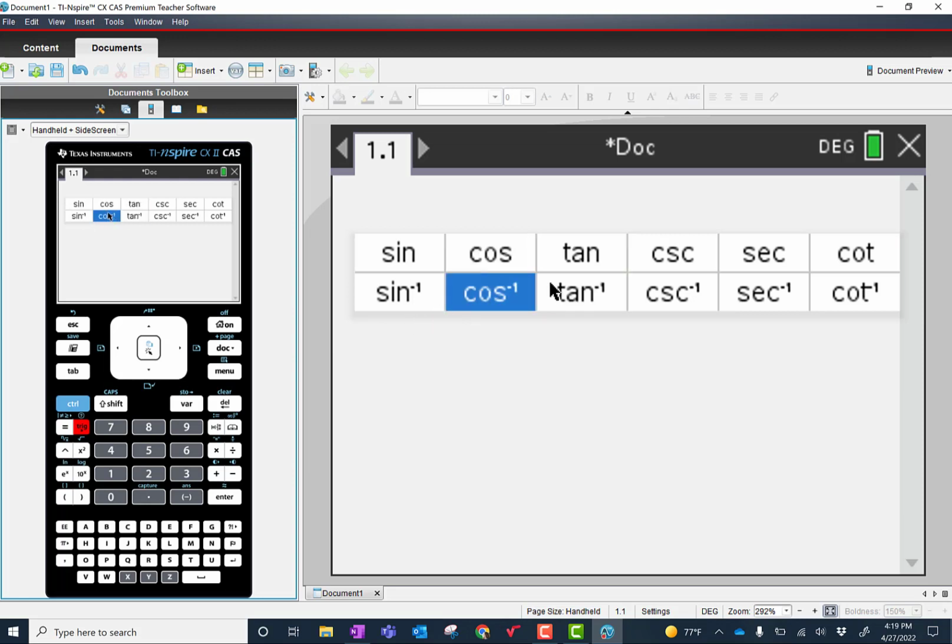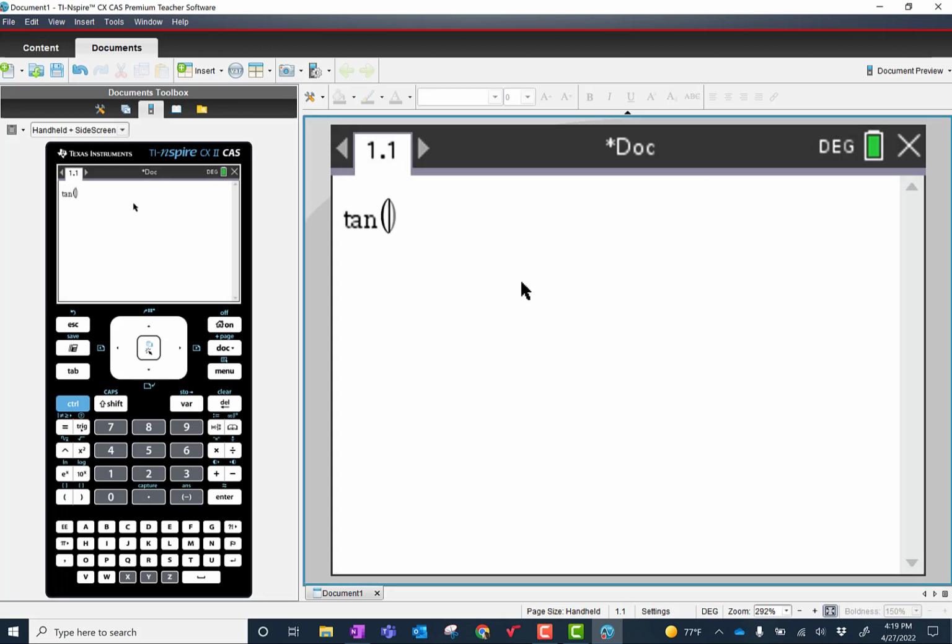These down here on the bottom are not reciprocal functions. I know this is a little confusing with the negative one. These are actually the inverse functions, which we haven't talked about yet, but we will in an upcoming lesson. So we're just going to do tangent, and we're going to type in 105.